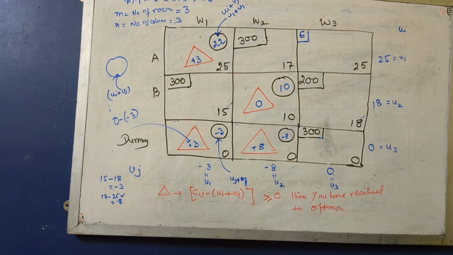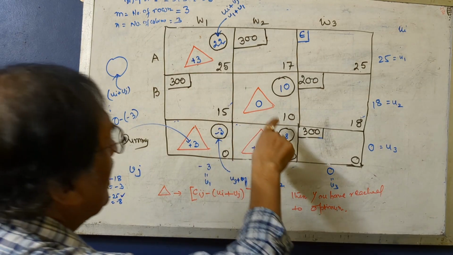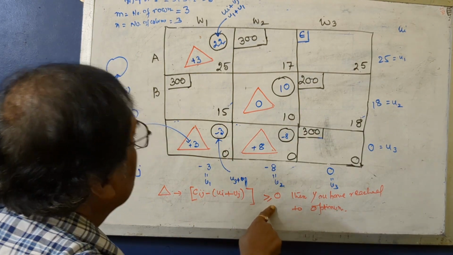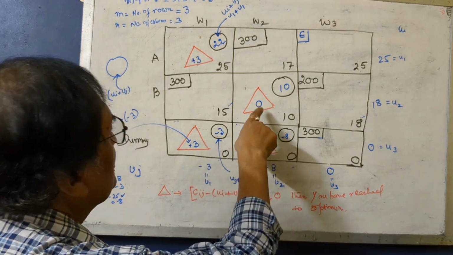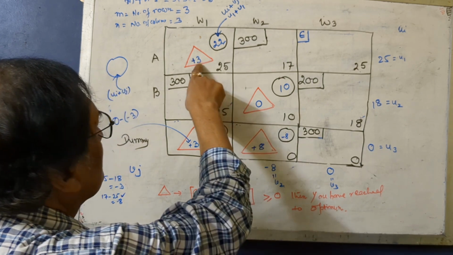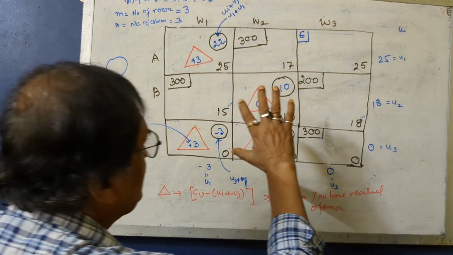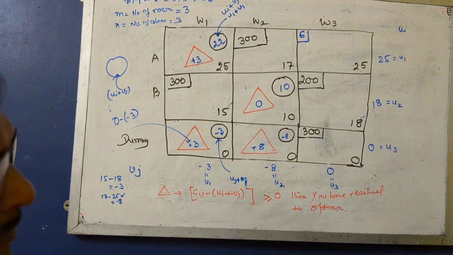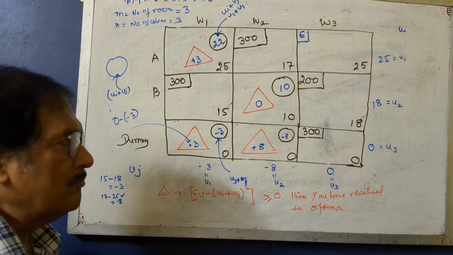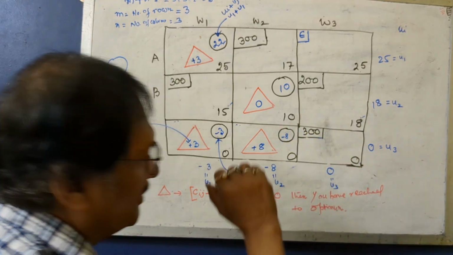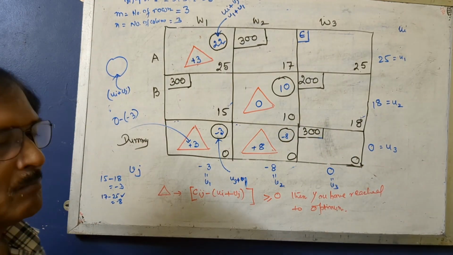Now you see all the values inside the triangles are greater than or equal to 0. This is greater than 0, this is 0, this is greater than 0. That means you have reached the optimum. You need not do anything more. This is the solution. That means what you have calculated by the VAM method, the basic feasible solution, that itself is the optimum. This has been tested by the MODI method.